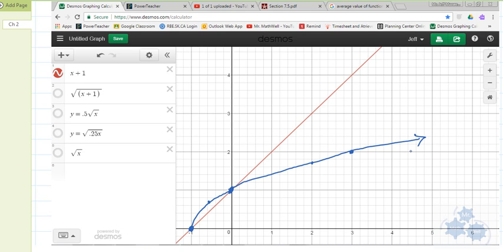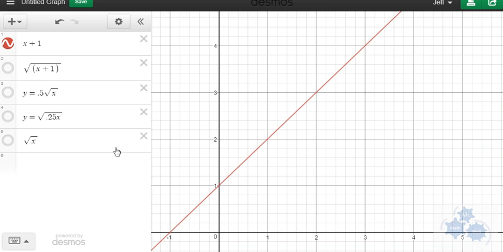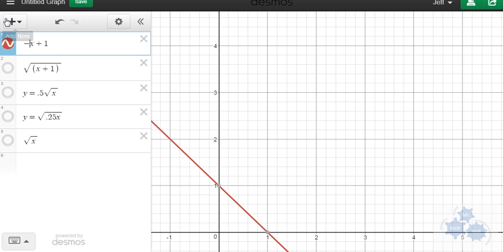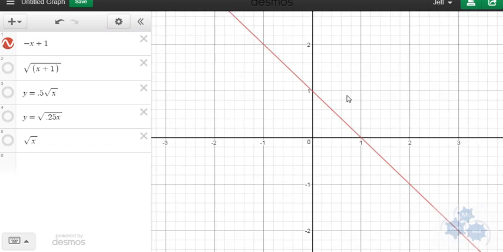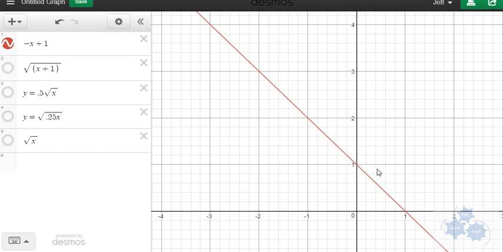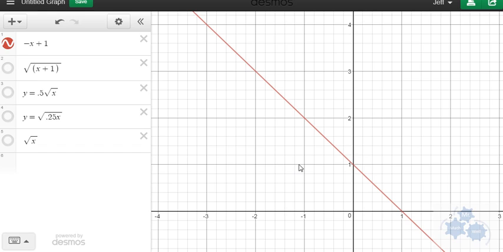Okay? Got it? Now, here's your turn. Y equals negative x plus 1. It looks like this. Sketch it, and draw me the square root function. Just sketch this in your book real quick. It goes through 0, 1 and 1, 0, a straight line with negative slope.